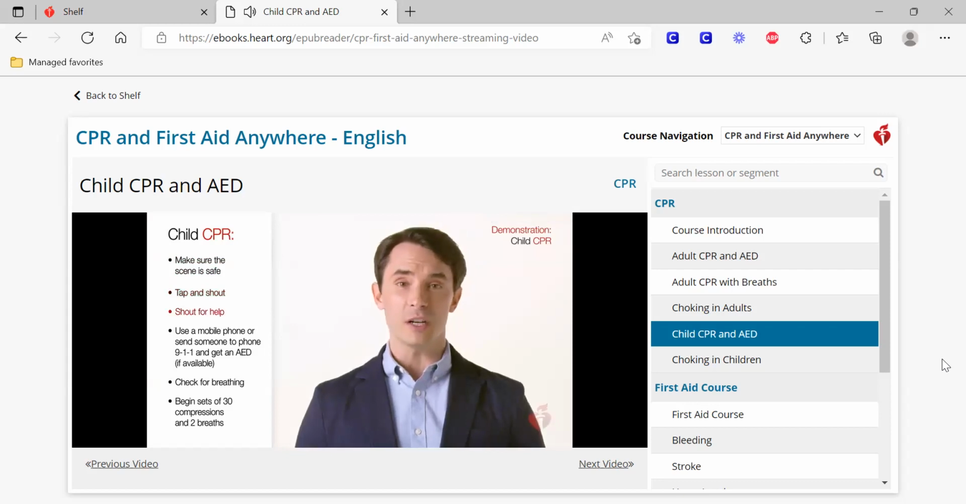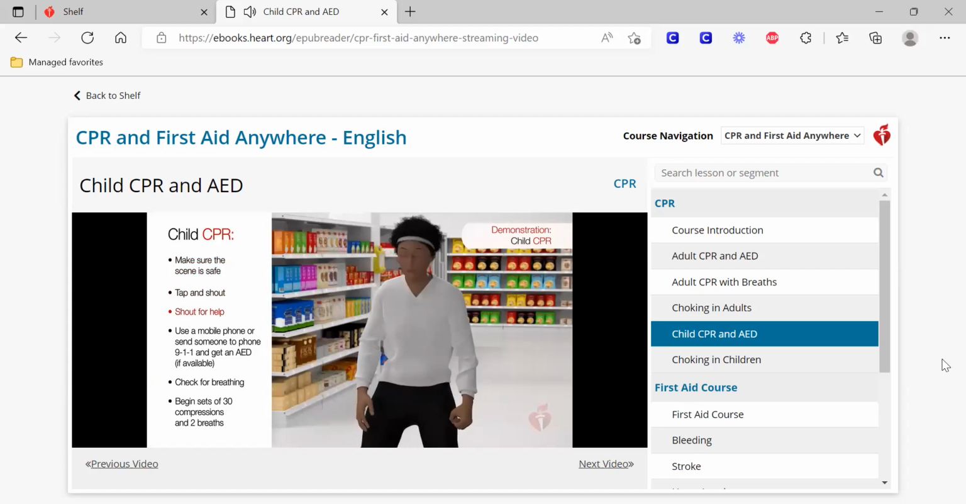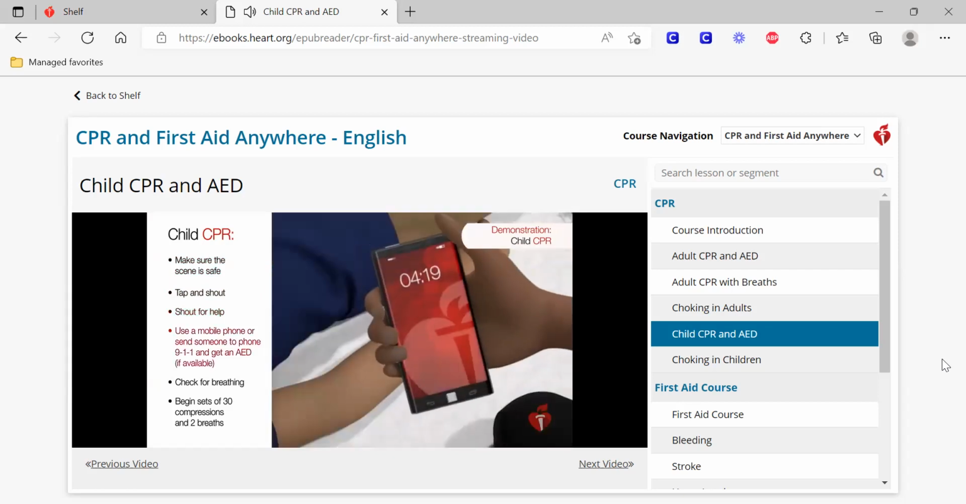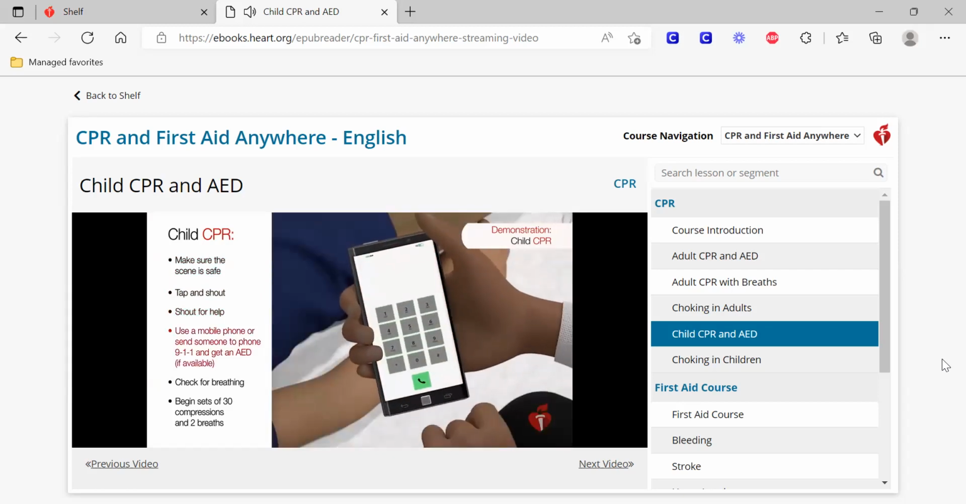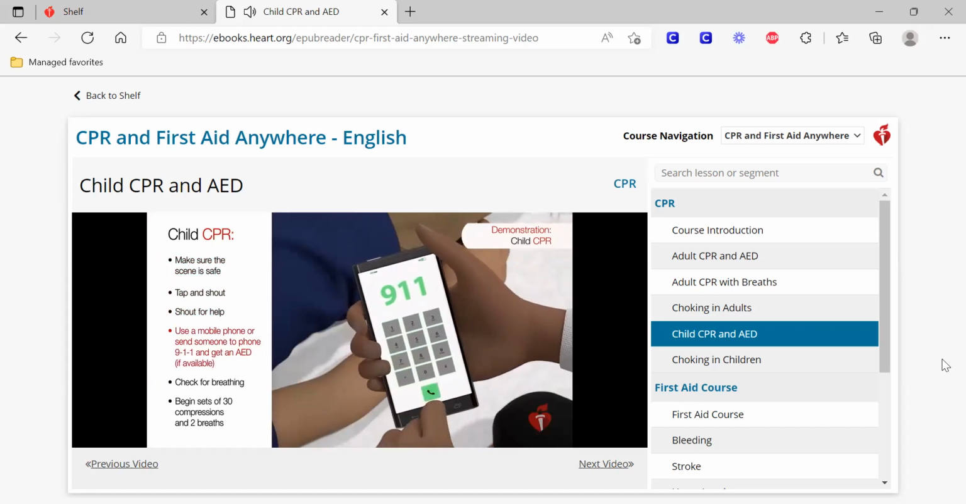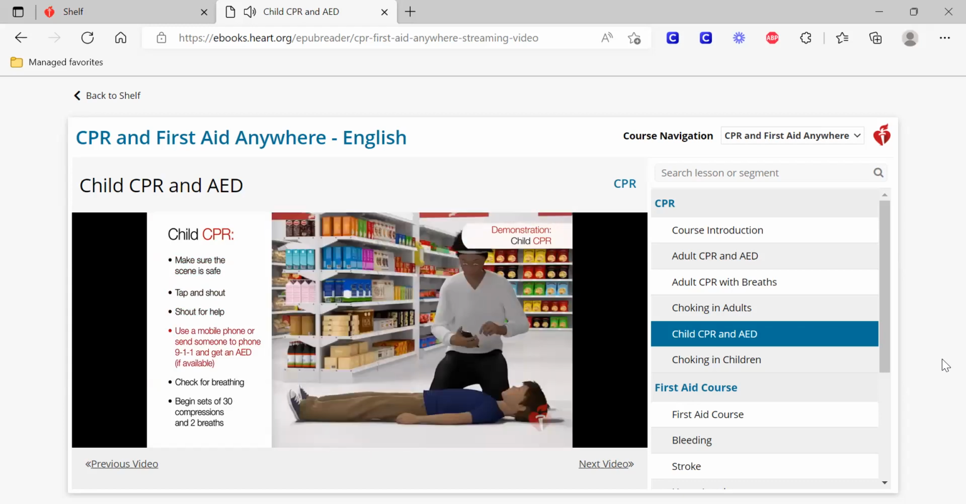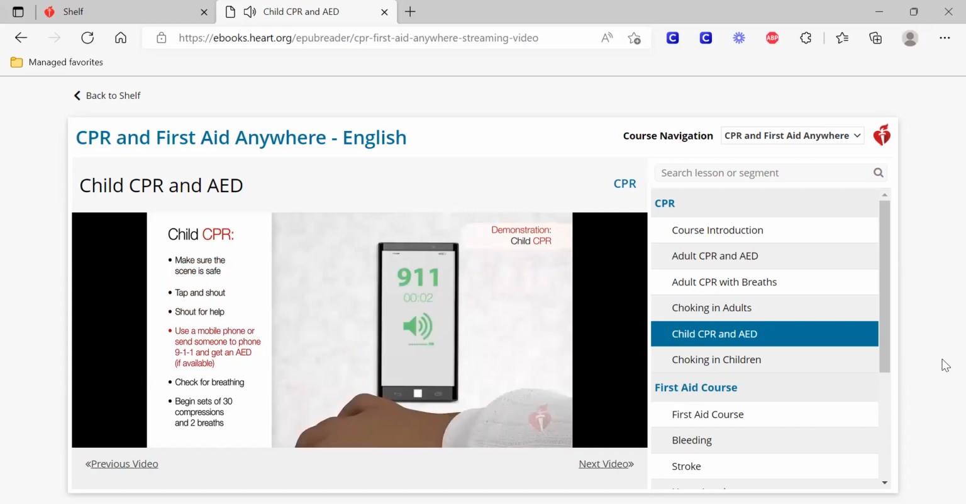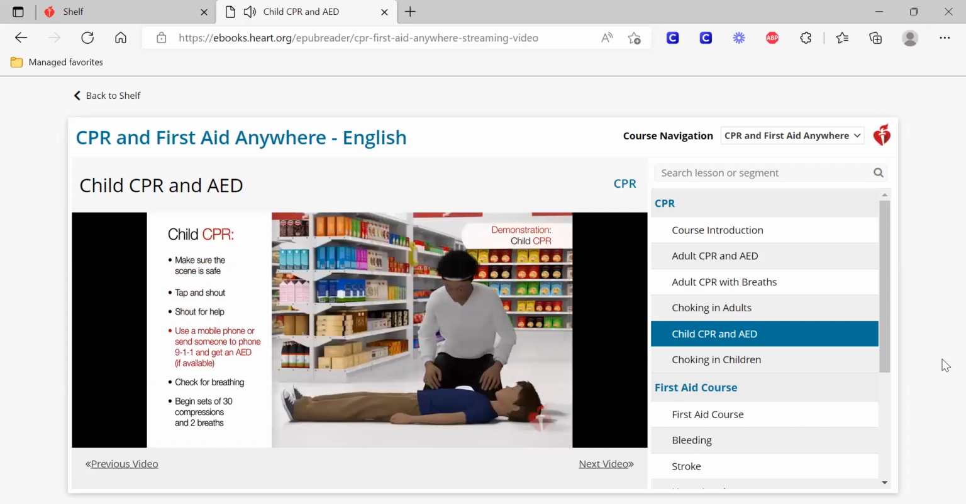Shout to see if anyone is nearby. Say something like, "Help, somebody help me." If someone arrives, tell that person to phone 911 now and get an AED if it's nearby. If you have a mobile phone with you, phone 911 yourself. Use the speaker mode on your mobile phone so you can have both hands free to start CPR immediately. Remember to stay with the child.